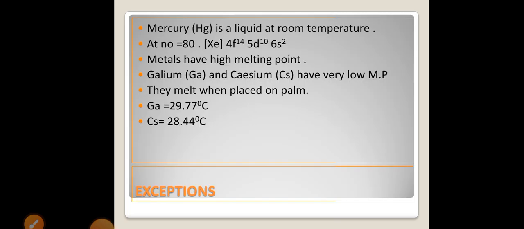So mercury is a liquid at room temperature. We know that metals are all solids because they have maximum rigidity. That's why the state of matter is solid. But mercury is one exception.